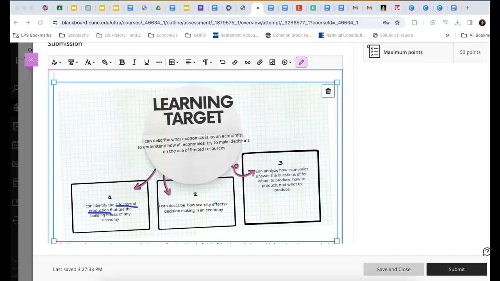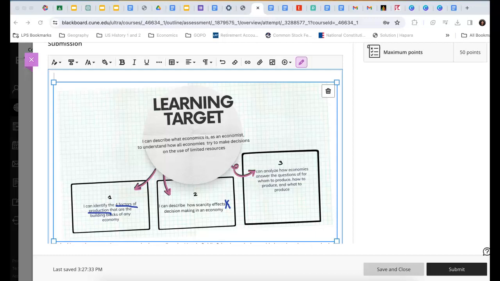The next one I would get to, and again, this is the same order that I follow anyway in class, is getting the students to be able to describe how scarcity affects, ignore that last S there, I'm going to go ahead and cross that out. Sorry, this is an image, so I can't edit it at this point. I can describe how scarcity affects decision making in an economy.